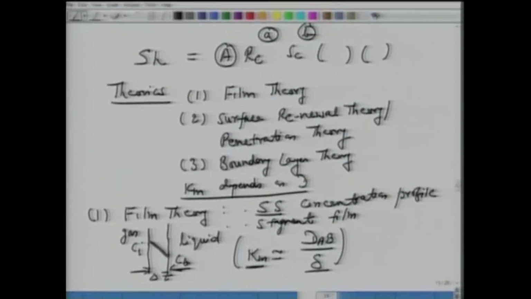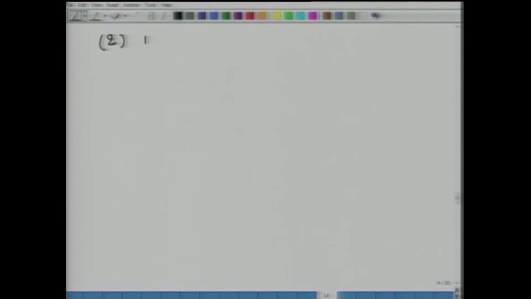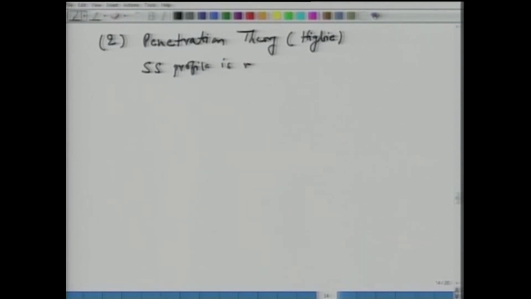Similarly, we have penetration theory. This was originally proposed by Higbie, and this penetration theory says that a steady state profile is not possible. This is in contrast to what we have in the case of film theory. So let's try to understand what the penetration theory says, which is different from the film theory.